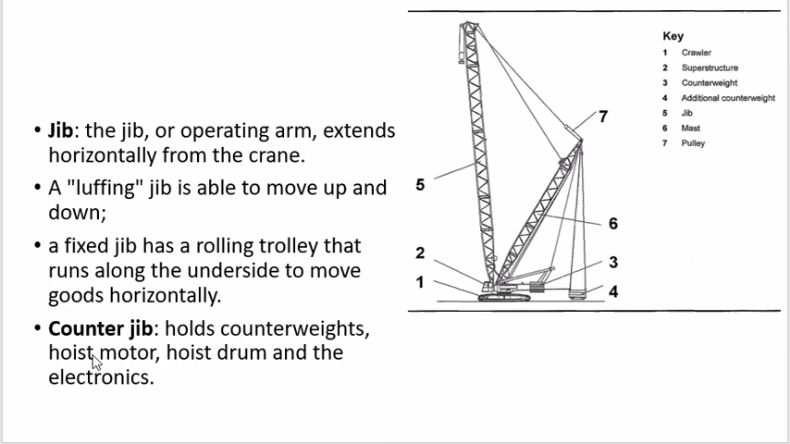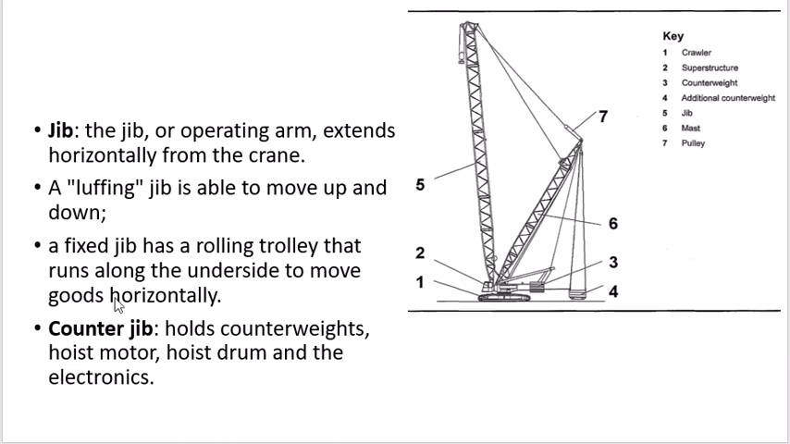What is a hoist motor? A motor that is able to roll your winch, your ropes, or the chains in some cases. And the drum is that part on which your rope is collected, and then there is the electronics, the electronic part which is used to control your hoist movement or the jib movement.